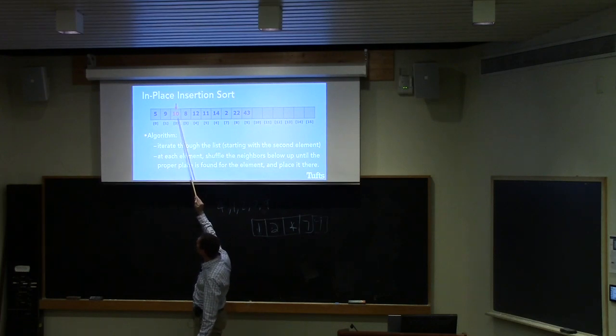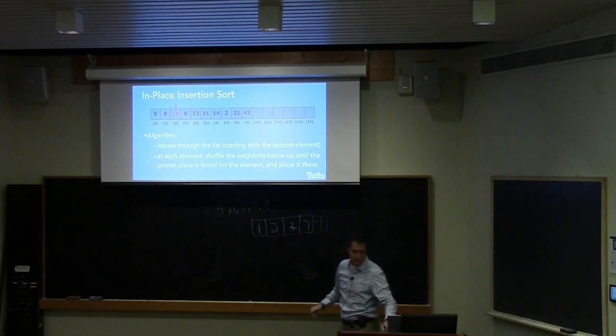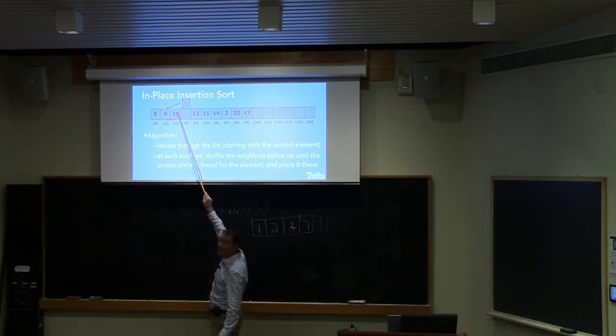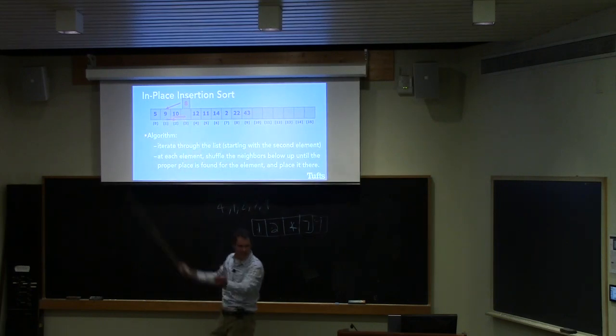If we look at 10, we compare 10 with 9, right? And if we compare 10 with 9, does anything need to happen? No, so it just stays right there. All right, and then 8, we compare with 10. 10 needs to move up because 8 needs to be to the left. So you shuffle 10 over there, then you compare 8 with 9, and you shuffle 9 over there, and then you stick 8 there. See how this one works?